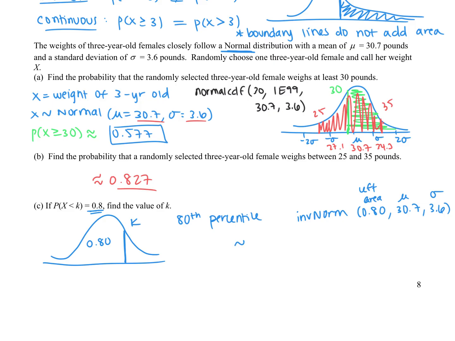And then when you do that, you should get a weight. And based on your graph, if we're looking for the 80th percentile, we know the weight has to be greater than 30.7. So if you get something smaller, that's going to be wrong. I got 33.73 pounds about. You all got the same thing? That's the idea there. How do you all feel about that? We feel okay?